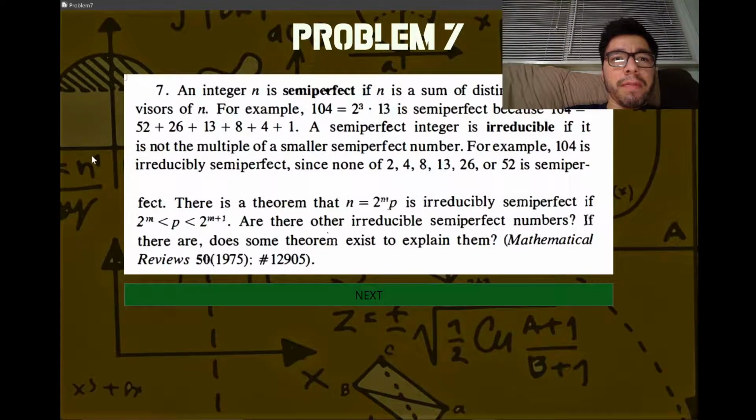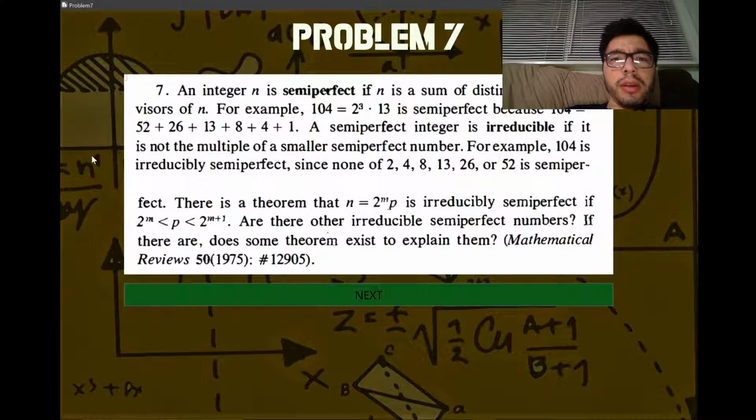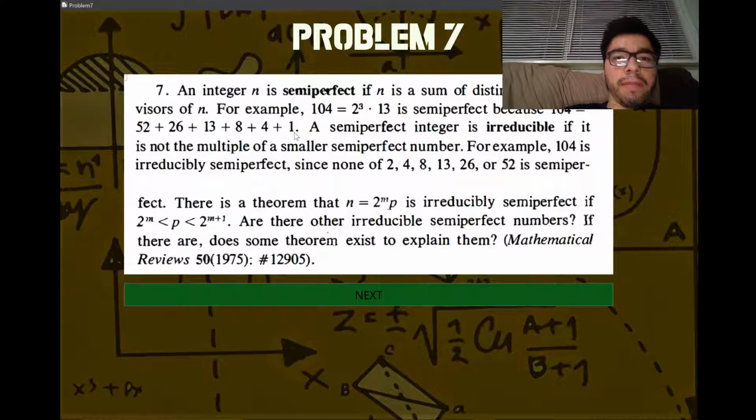Problem number 7. It says that an integer n is semi-perfect if n is a sum of distinct proper divisors of n. I want to point out that it says that an integer n is semi-perfect if n is the sum of some proper divisors of n. It doesn't have to be all of them. And here's an example: 104 equals 2 to the third times 13, which is semi-perfect because 104 equals this sum.